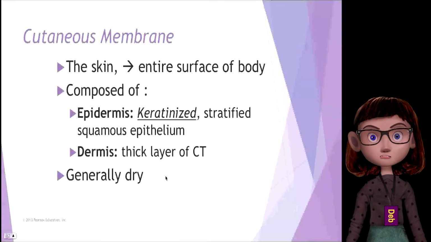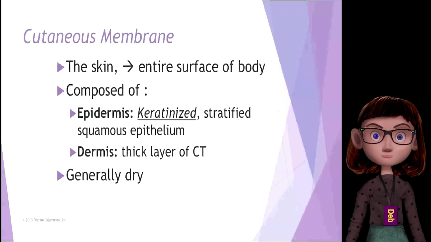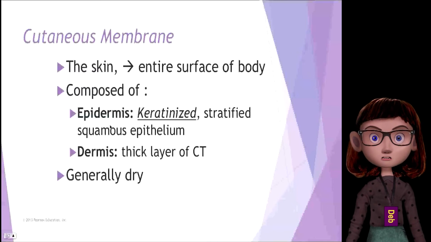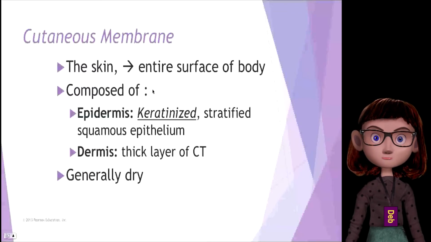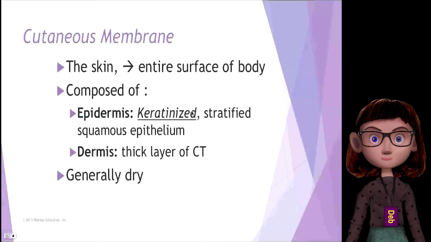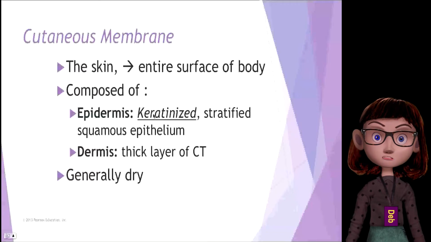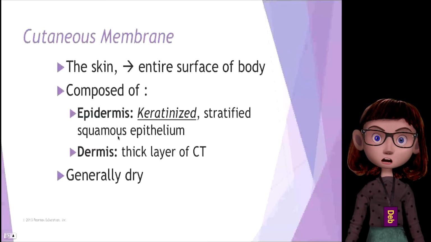So cutaneous membrane is your skin. It covers the entire surface of the body, and it's composed of the epidermis, which consists of a keratinized, remember these cells are dry, they are filled with the protein keratin, and actually the outer surface consists of dead cells. So the epidermis has keratinized, stratified squamous epithelium. That's what it consists of, many layers of flattened cells.